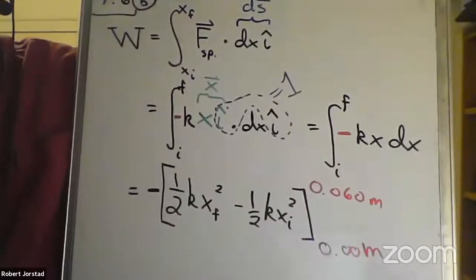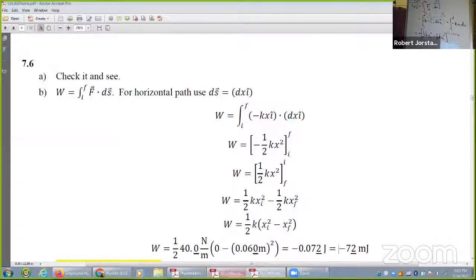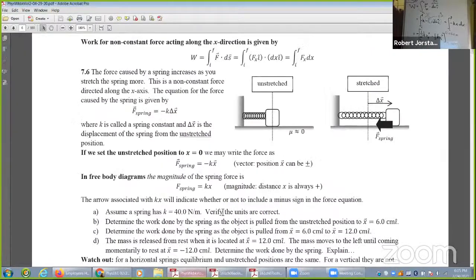Whoops. I meant to hit the other button. Whoops, this one. There we go. So we have now done part A and B.